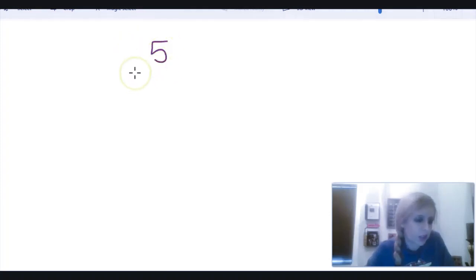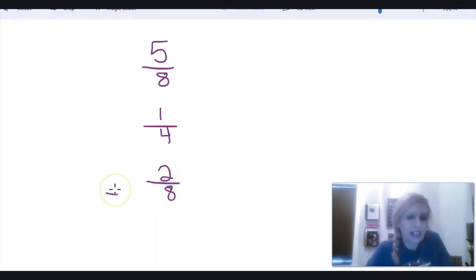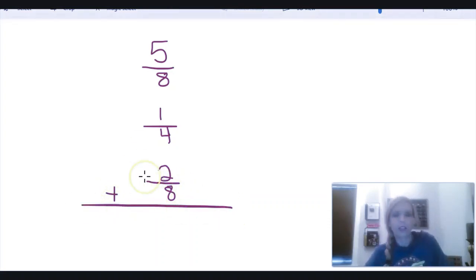All right, so now, today we're taking a look at page 190. So let's start off with looking at F on page 190. All right, so this is a fraction problem, so it's 5/8, 1/4, and 2/8. I am adding these together, all right?